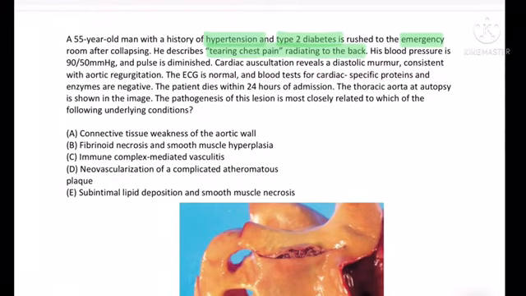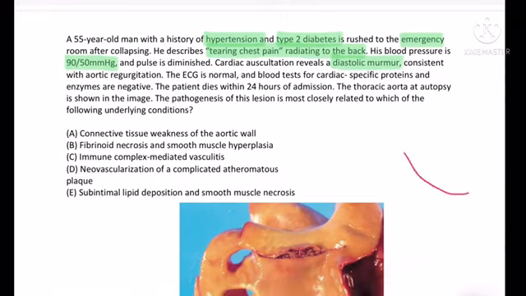The blood pressure has also dropped. It means there is a rupture of the aorta. Once there is an aortic dissection, the blood leaks out of the lumen, and that can cause hypotension. The cardiac auscultation reveals a diastolic murmur. Yeah, why is there a diastolic murmur?